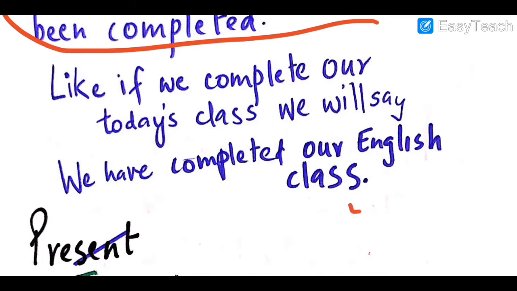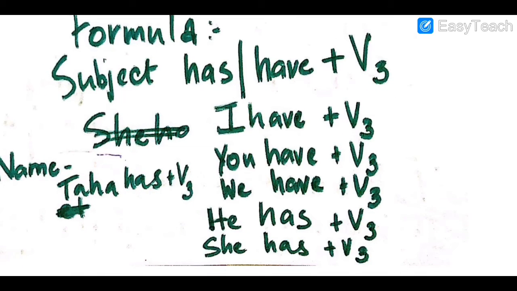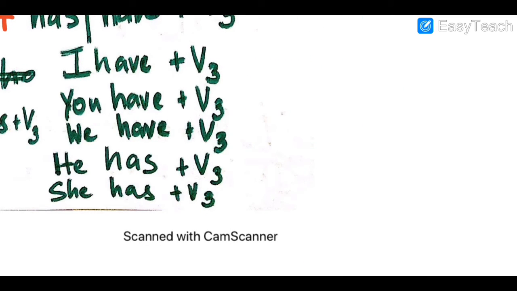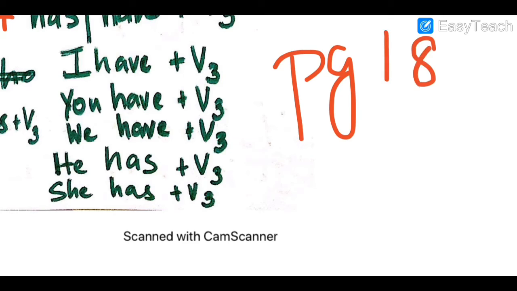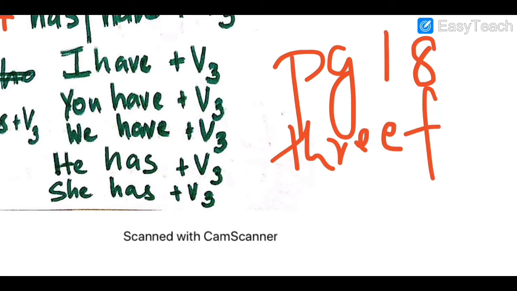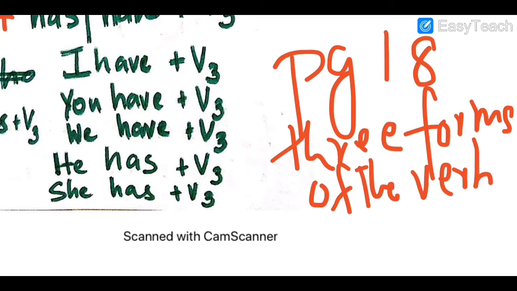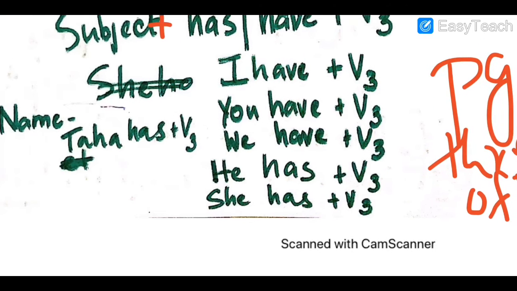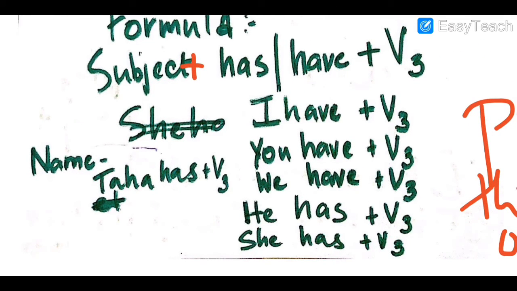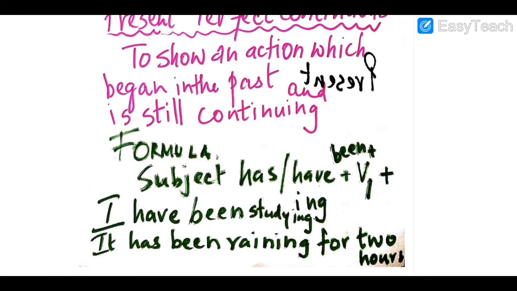Now, what is the formula? A sentence will always have a subject. After the subject you will have has or have and the third form of the verb, that is called the past participle. I've told you, refer to page 18, where you see all three forms of the verb. So you will have I have, you have, we have, he has, she has. And anybody's name? Taha has.